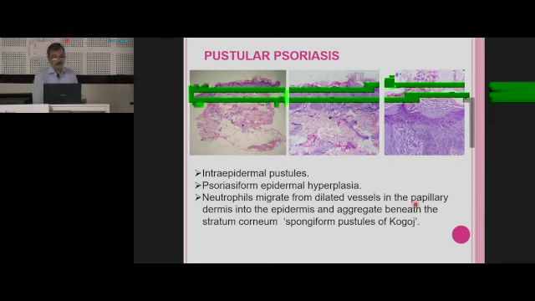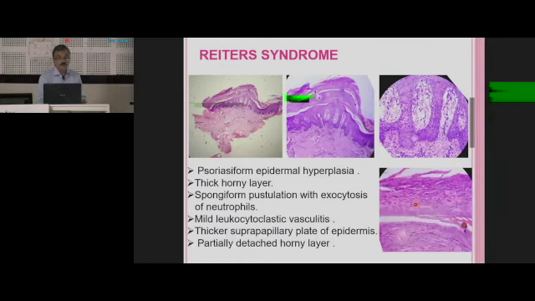Then the Reiter's syndrome. This is the triad of non-gonococcal urethritis, ocular inflammation, and the arthritis. The psoriasiform epidermal hyperplasia will be there. The thick horny layer can be seen with spongiform pustulation with exocytosis of the neutrophils. Mild leukocytoclastic vasculitis is here, and partially detached horny layer can be seen.